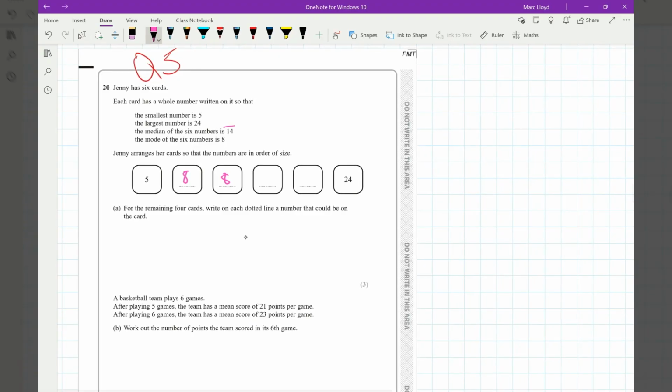Now the median is the result of 8 plus a number divided by 2 gives us that median, that's 14. So 8 plus x equals 28. X will equal 20. And then this number can be 21, 22, or 23 because there's no effect on any of those averages within there.